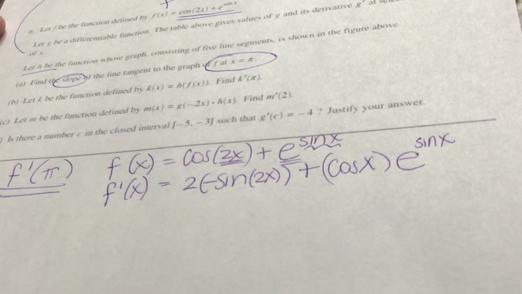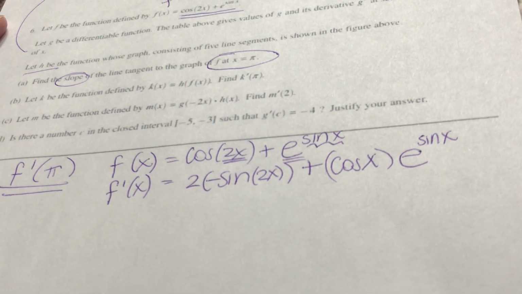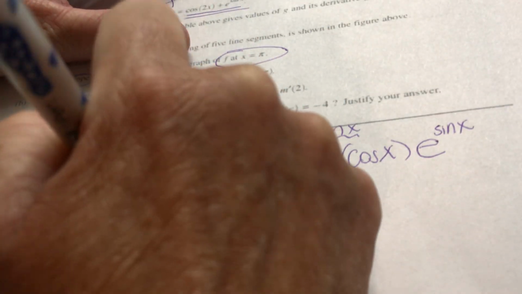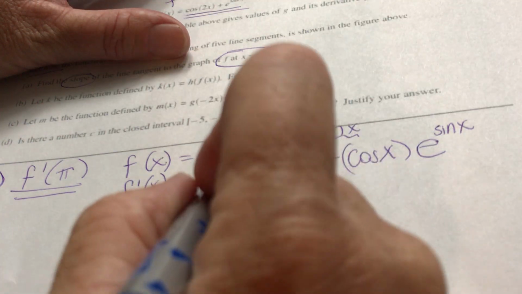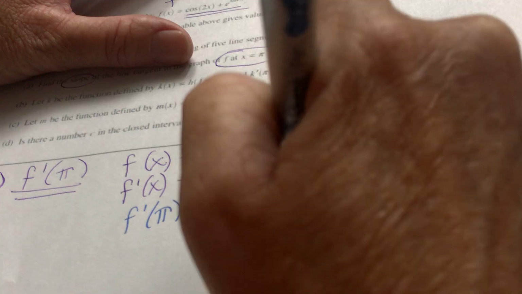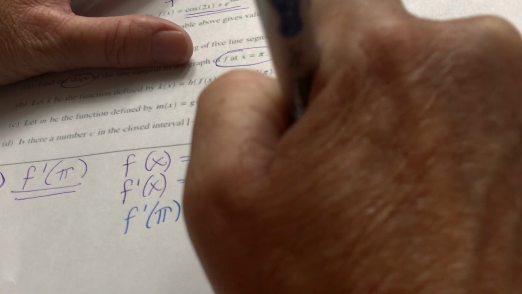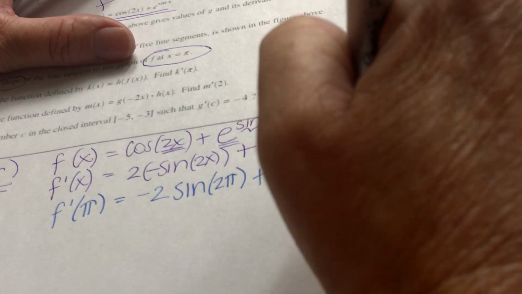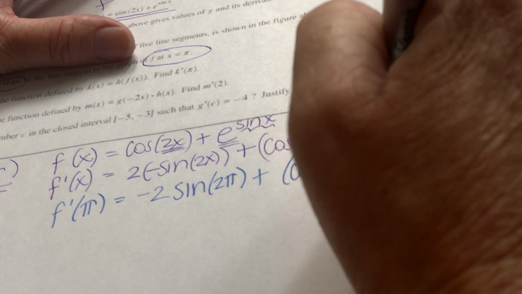I should have grabbed colors before I started. Here we go. All right, so this is going to be f prime of pi. I'm going to pull that negative out in front of that 2, and then it's going to be sine of 2 pi plus cosine of pi times e to the sine of pi.